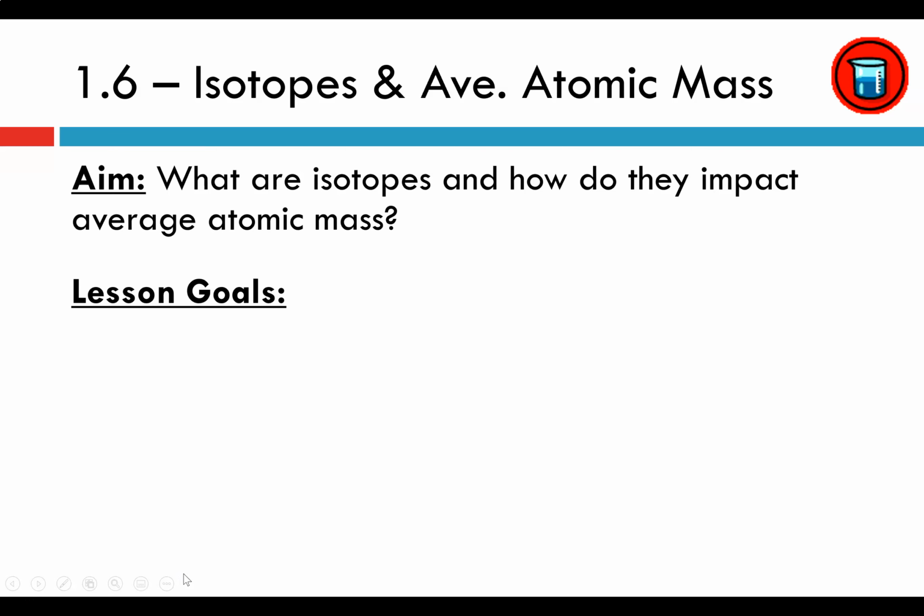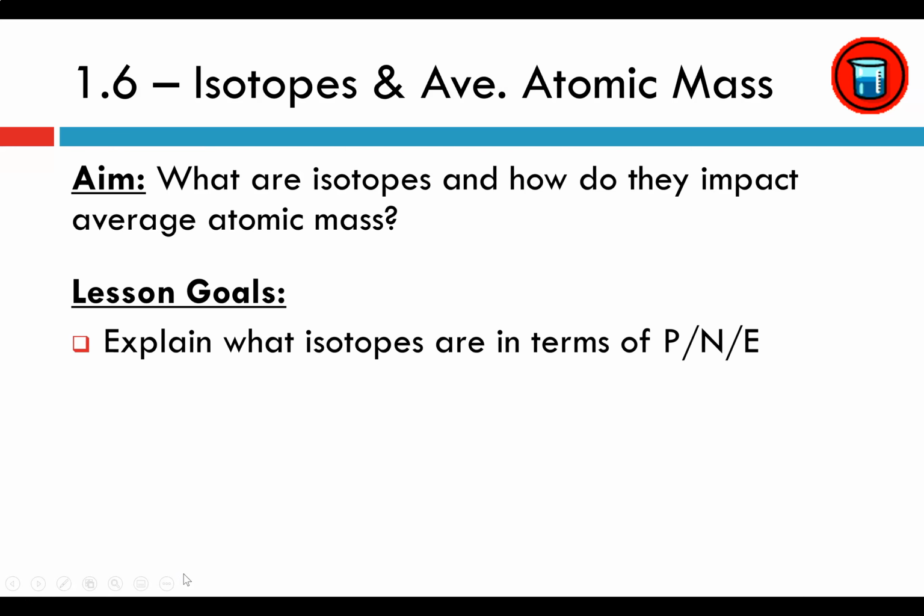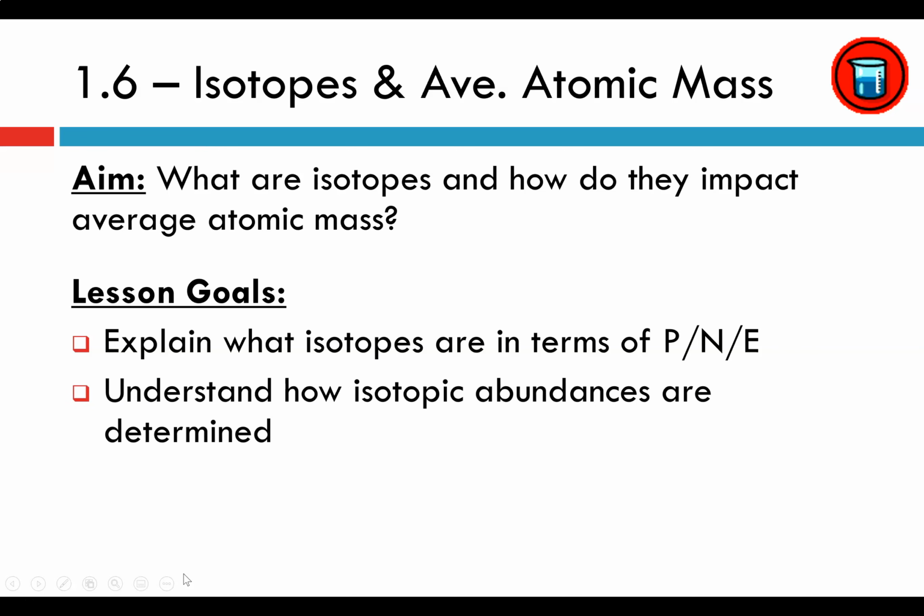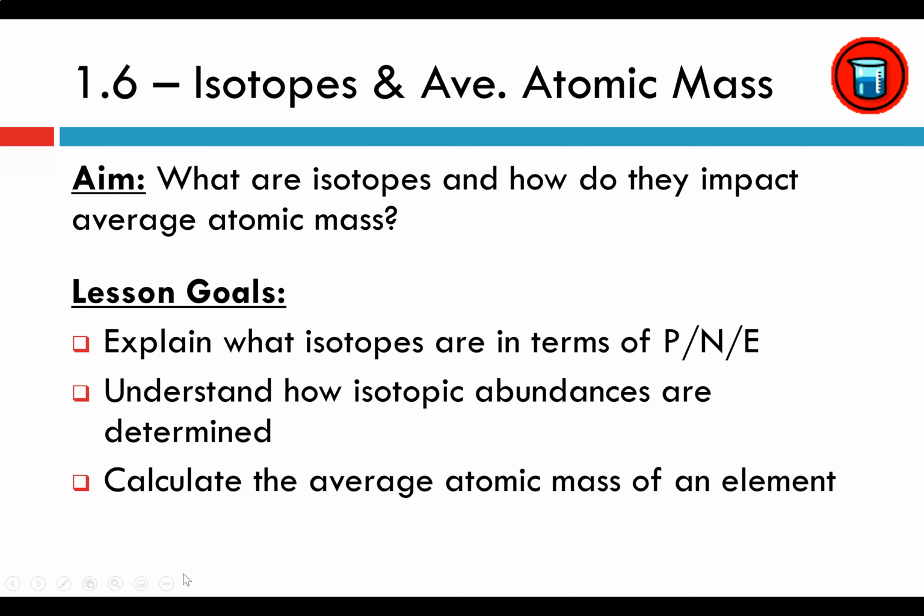So we've got a couple goals for today's lesson. First, we're going to explain what isotopes are in terms of subatomic particles. We're going to understand how isotopic abundances are determined. And finally, we're going to calculate the average atomic mass of an element based on isotopes and isotopic abundances. This is the big one for today, and we'll be spending some time looking at a practice problem or two where we do some calculations.